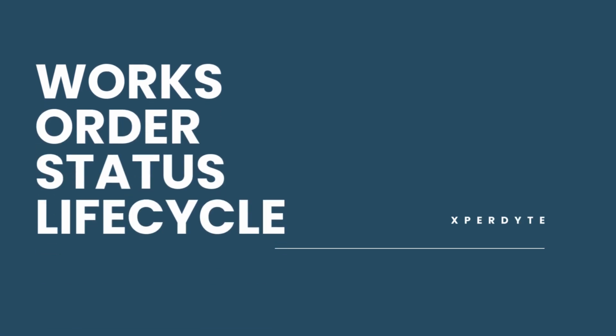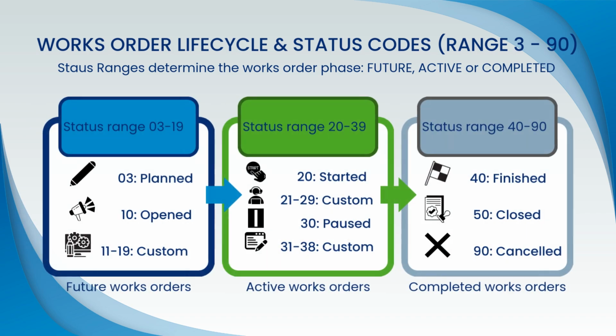Let's talk about the works orders lifecycle in Xperdyte manufacturing software. The lifecycle of a works order is tracked using status codes, which range from 3 to 90. This range categorizes a works order as either a future, active, or completed order. Let's take a closer look at the codes and ranges.